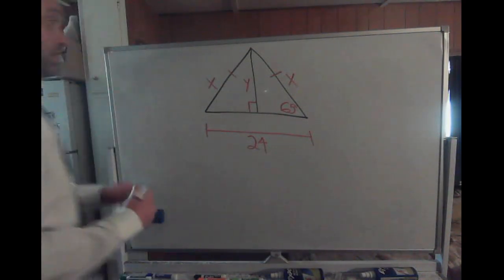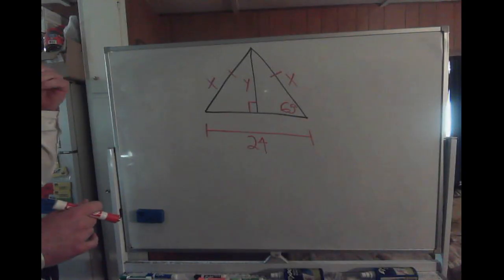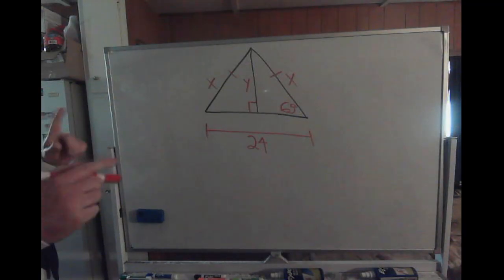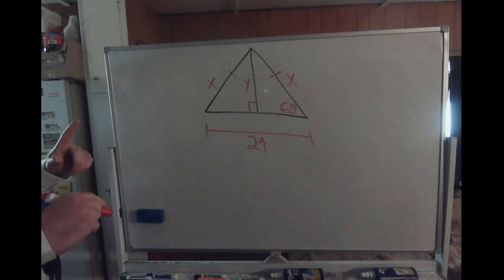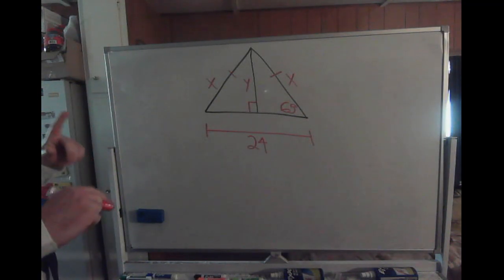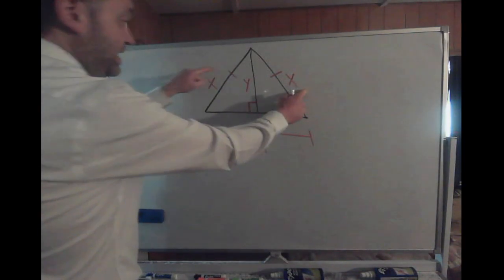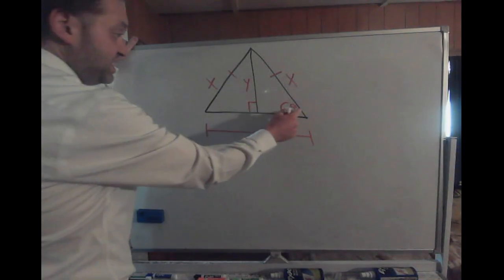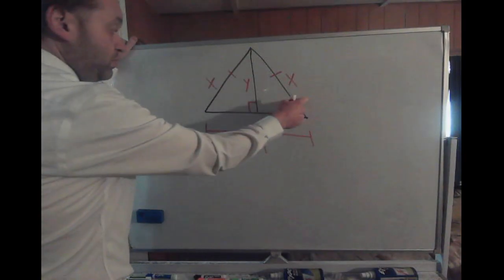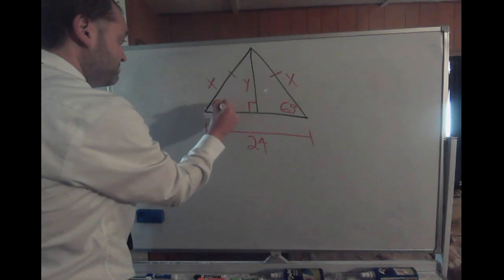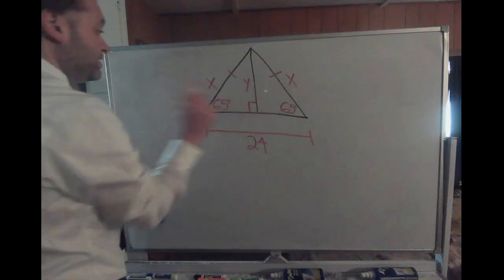Okay, so this is interesting here because first we have an isosceles triangle, right? So, because both of these have length x, and you have a 65-degree angle here across from the x, that means this angle also has to be 65 degrees by the isosceles triangle theorem.